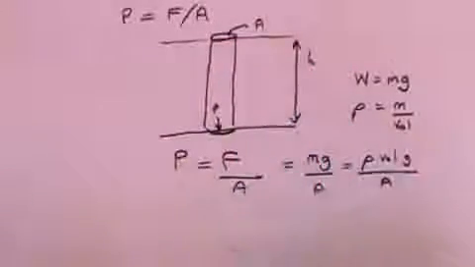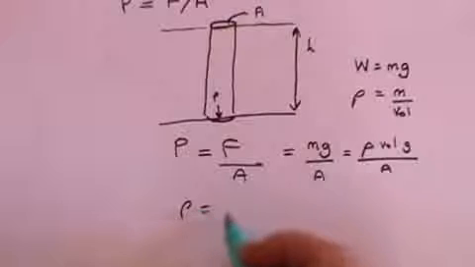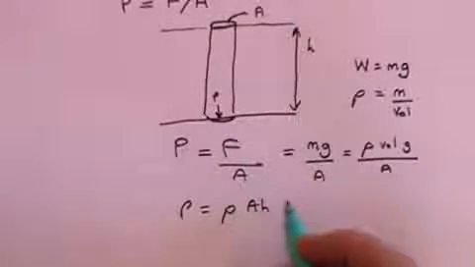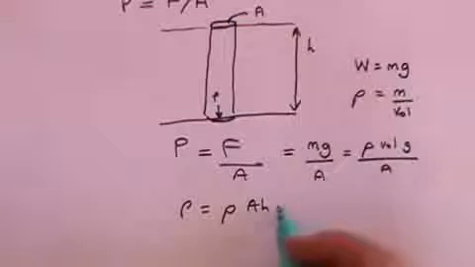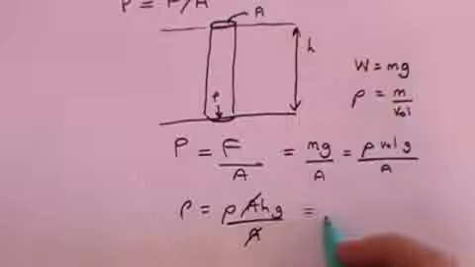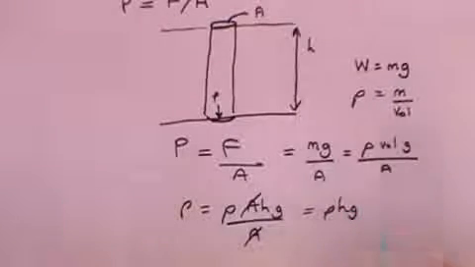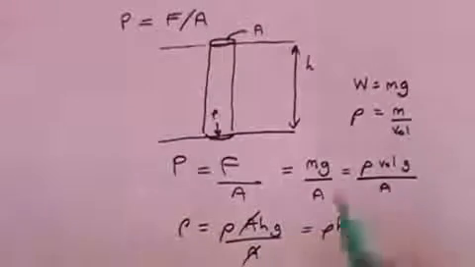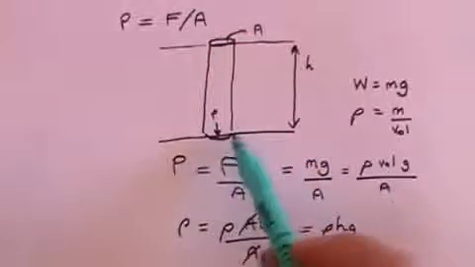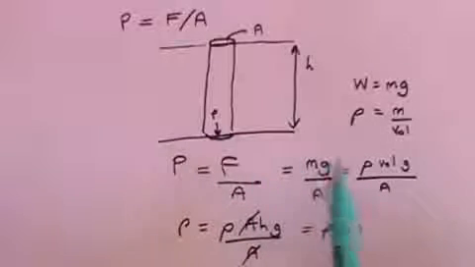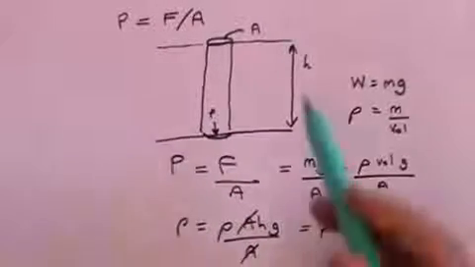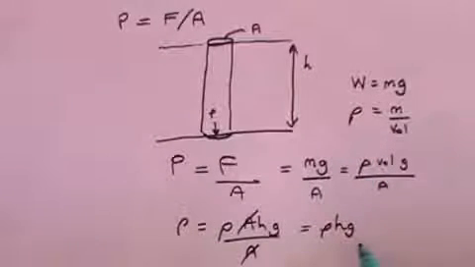So Ah. And so the pressure is equal to rho times Ah, which is the volume, times g divided by A, and the A's cancel, and that gives you rho hg. So the pressure of this cylinder of air as it lands on the Earth is equal to the density of air, rho, times h, the height of the atmosphere, times g.